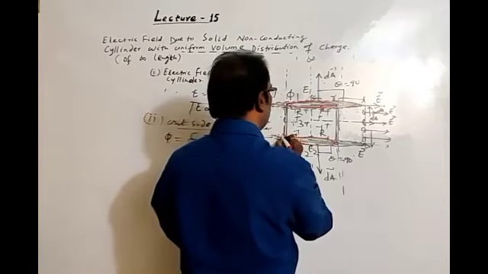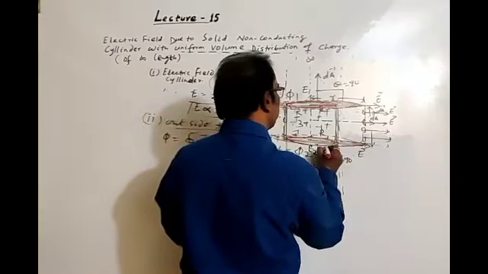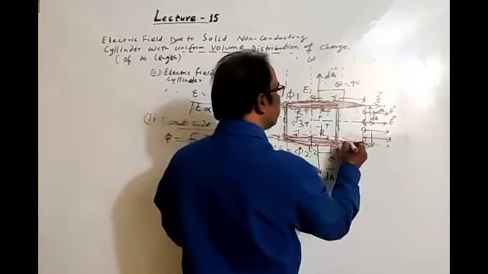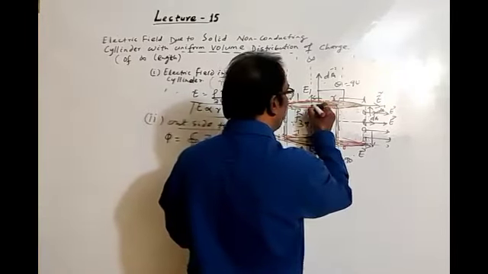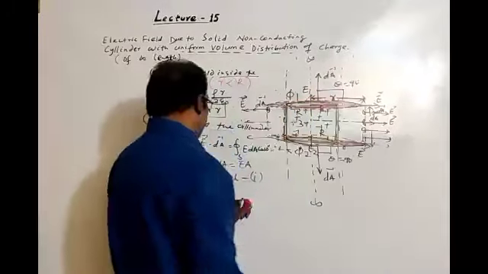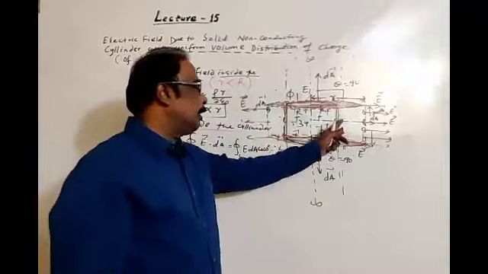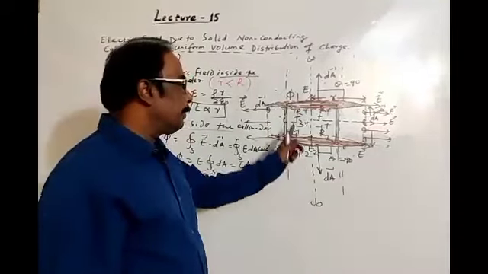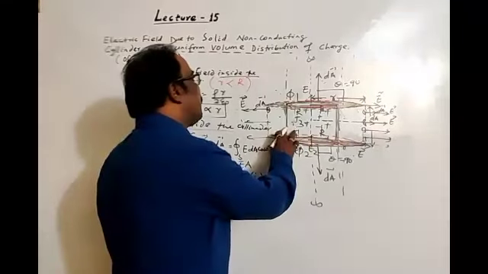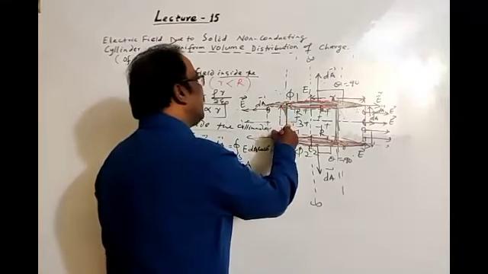This is an imaginary Gaussian surface, which has a smaller radius. The charge is in this cylinder to which charge is given, but this is a uniform volume distribution of charge, and this part of length L we have taken.